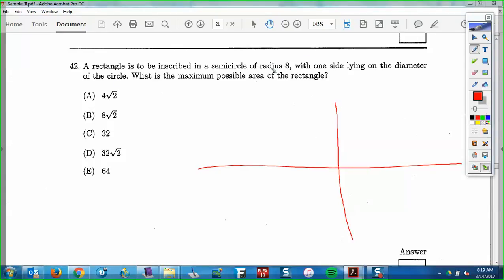Rectangle to be inscribed in a semicircle of radius 8. What is the maximum possible area of the rectangle? So it's always good, if you want the maximum area of the rectangle, we're going to want to write the area of the rectangle. Well, the area of the rectangle is like that width.